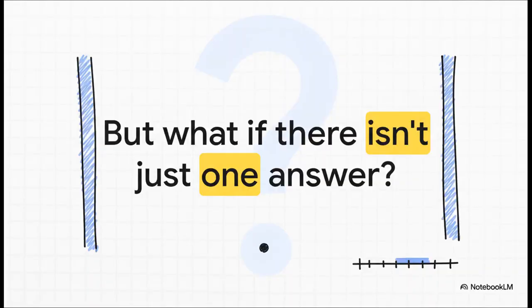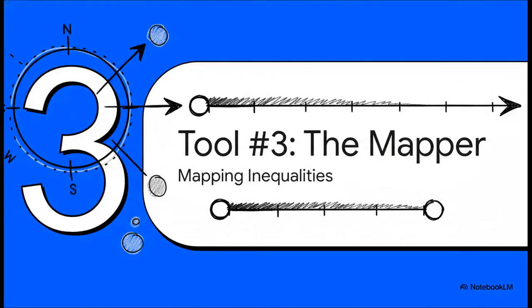Okay, so far, so good. Our puzzles have had one clean, neat answer. For that last one, only the number 4 worked. But what if there isn't just one answer? What happens when the solution isn't a single point, but a whole range of numbers? What if you have boundaries instead of a single destination? For that kind of problem, we need our third and final tool, the mapper. The mapper is all about helping us see the answers on a number line, which is basically a map for every possible number. This is how we're going to tackle something called inequalities.